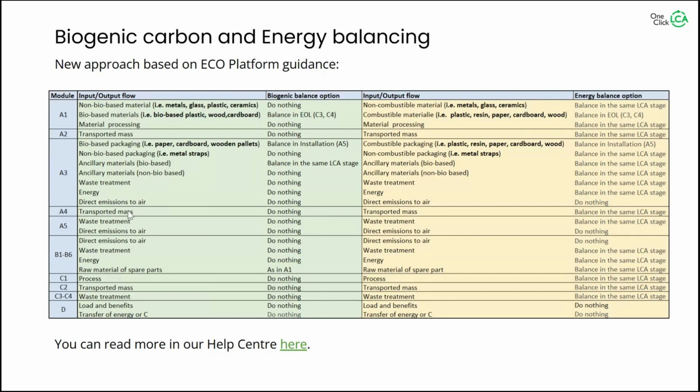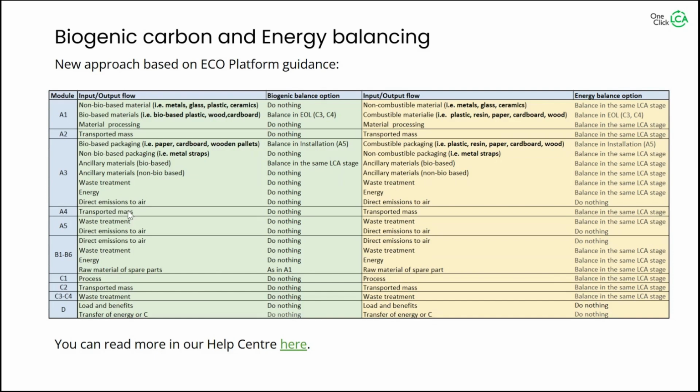So we used to take this approach where materials that aren't bio-based but may have had traces of biogenic carbon were set to balance in the same LCA stage, so as to get rid of any of those trace amounts. Now the guidance is that we should instead choose do nothing as the option, so we just leave whatever trace amounts of biogenic carbon there, and we focus purely on the materials that are bio-based. So bio-based product materials in A1, bio-based packaging materials in A3, or bio-based ancillary materials in A3.